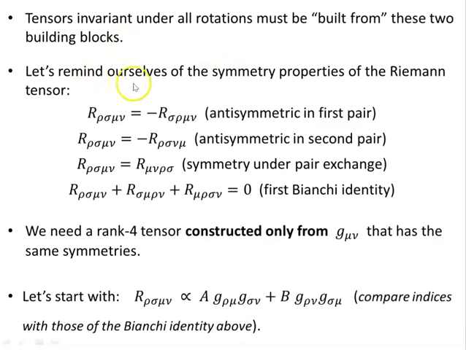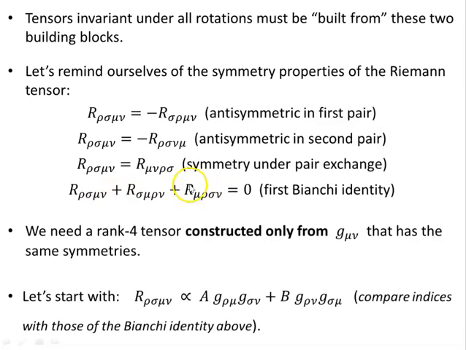So let's remind ourselves of the symmetry properties of the Riemann tensor. So we have this anti-symmetry in the first pair, ρσ, which gives us the negative of the Riemann tensor when we swap those first two indices. Anti-symmetric in the second pair. All right, so if you have a look here, μν to νμ. Symmetry under pair exchange. So if we take ρσ, that first pair, and the second pair μν, and we swap them about, it's symmetric under that change. And then very helpful for today's work is the Bianchi identity, the first Bianchi identity, and that's this one.